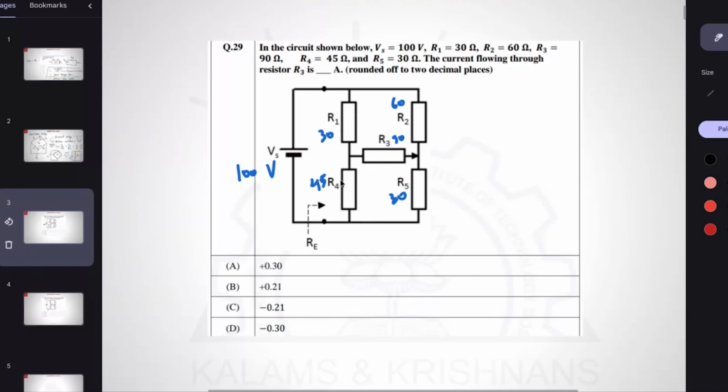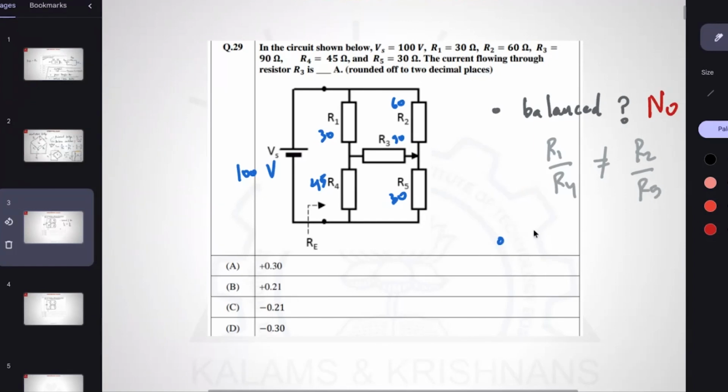Quickly, if you look at it, is the bridge balanced? Question number one. The ratio R1 by R4 is not equal to R2 by R5. The answer is no. But that's not the only issue here. There is also a bigger issue, the finite bridge or an infinite bridge. The second detail that we need to look at here is the bridge resistance.